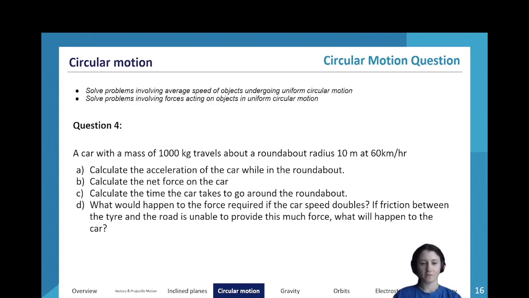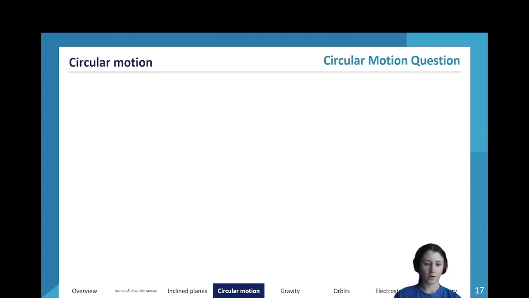So, the first thing we're going to start with is part A. Calculate the acceleration of the car. So we know the mass is 1,000. We know that its velocity is 60 kilometers per hour. This is not in the correct units. Always keep an eye out for when things aren't in meters per second, or they're not in meters or seconds. Always look out for that and make sure that you are putting these into the right units. It's really important, and it's a really easy thing to miss too.